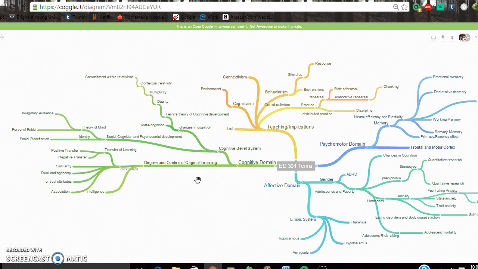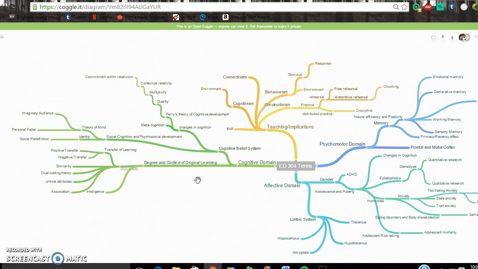And so back under cognitive domain, we have the cognitive belief system, and that specifically is just the way that they think. It's the unique construct that one uses to interpret how the world works, and it's based on the things that they experience. And under these changes in cognition, we have Perry's theory of cognitive development. That was just a guy who came up with these theories and these different steps of thinking. And he has many other smaller subcategories, but for the purposes of this assignment, for the purposes of this class, we just went through four.